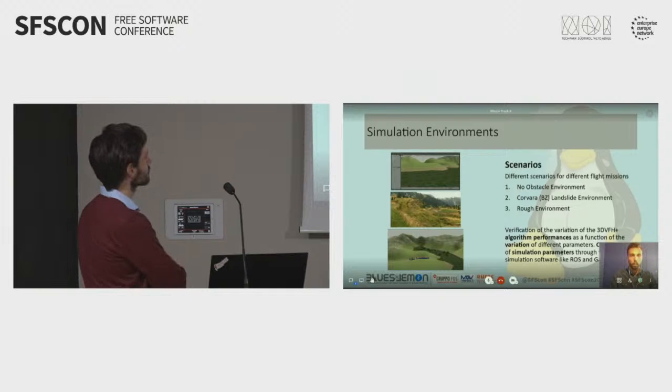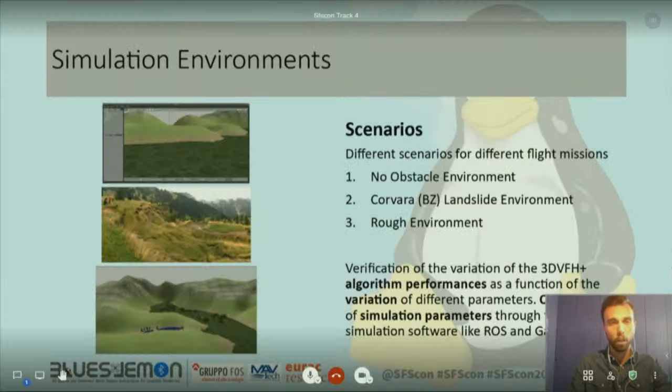We considered in our study mainly three different scenarios. The first one is a simple scenario with no obstacles. The second one is similar to the Corvara landslide environment. We chose Corvara because it's the test site we will use in the real-world flights. And the third is a simulation of a rough environment to evaluate the functionalities of the algorithm at its maximum performance.